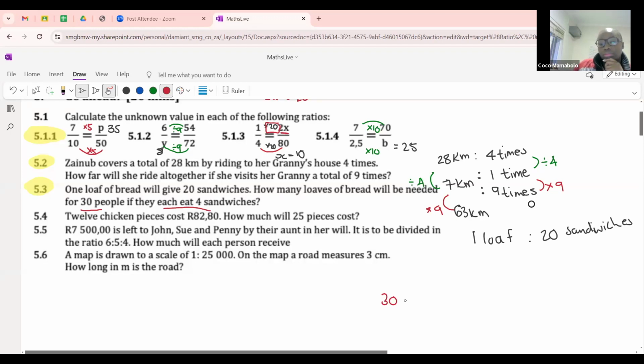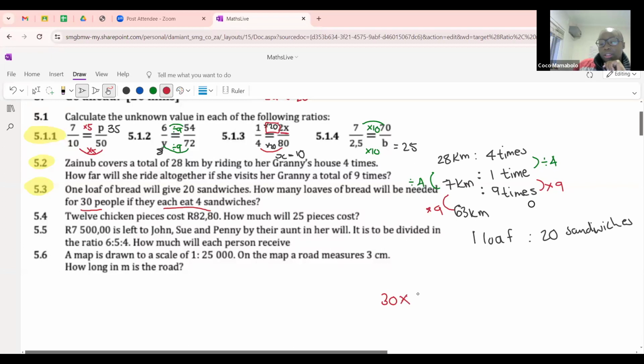If 30 people each get 4 sandwiches, how would I work that out? You say 30 divided by 4. Divided by 4 would mean there's only 30 sandwiches. But there's not. There's more sandwiches for each person, right? Everyone gets 4. So instead of dividing, what would I have to do? Times. I must times, yes, absolutely.